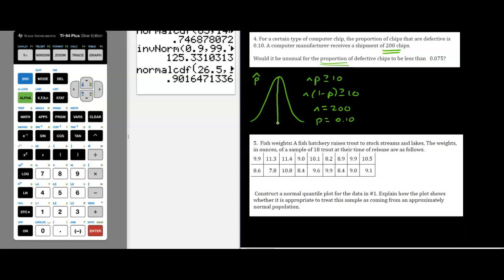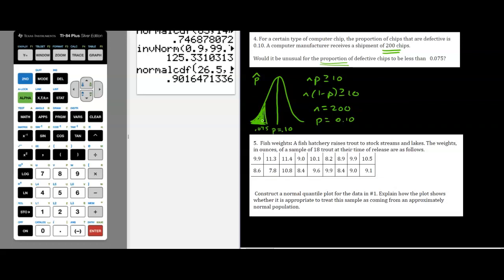Now remember, in this distribution, the mean of this distribution is p, and p is equal to 0.10. Let me fix that real quick. So we'll say p is equal to 0.10. And we're looking for the proportion of chips that is less than 0.075. So 0.075 would be on this side, 0.075, and I'm looking for this area in here.